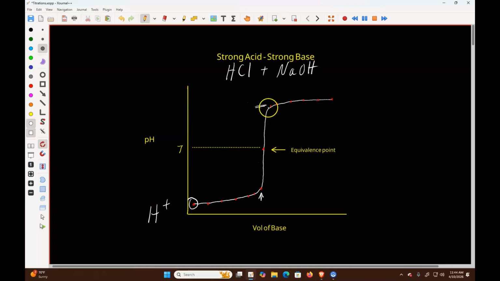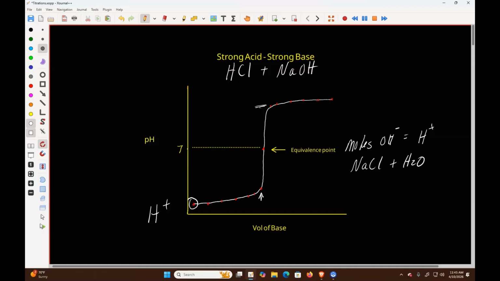So halfway in between where this almost vertical rise begins and where it ends is called the equivalence point. This is where the moles of OH- equal the moles of H+. It's completely neutralized at this point, so I would have basically just NaCl in water. The pH is 7 for a strong acid, strong base neutralization.